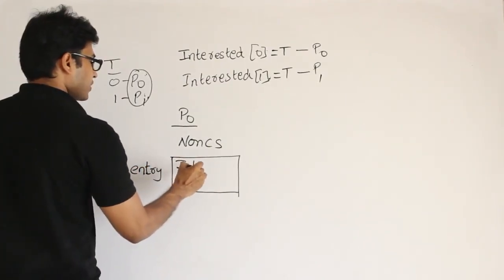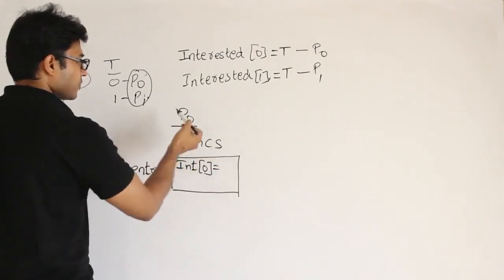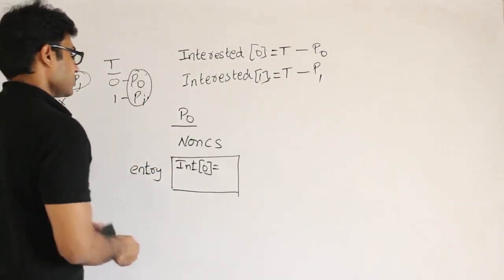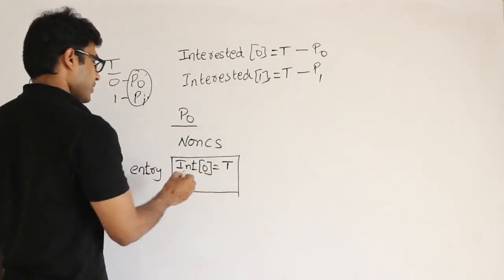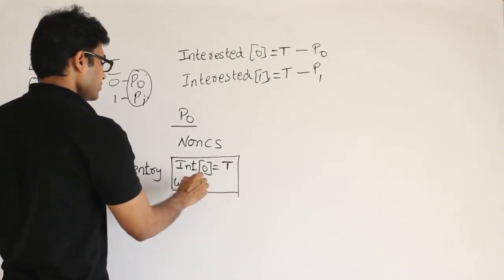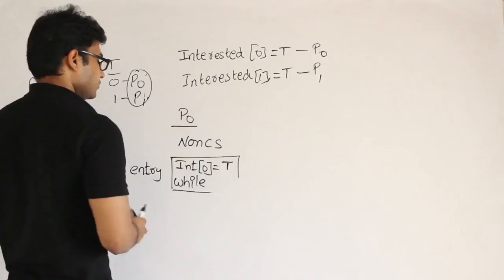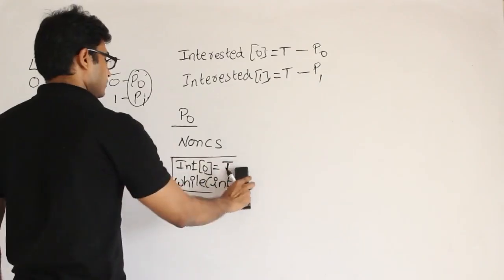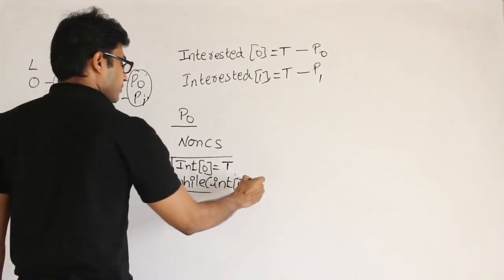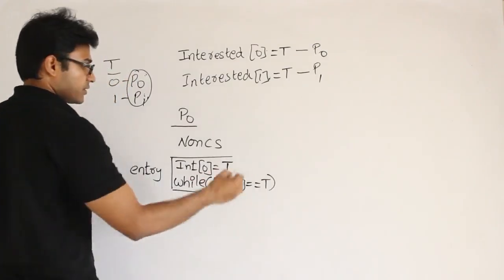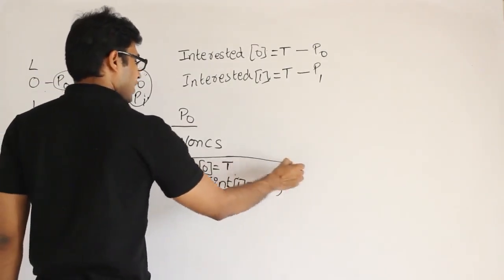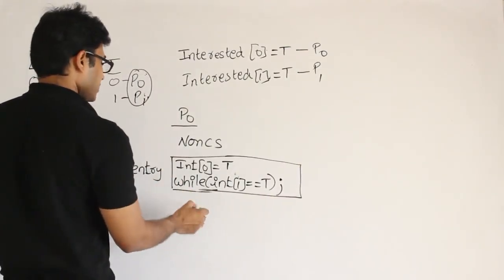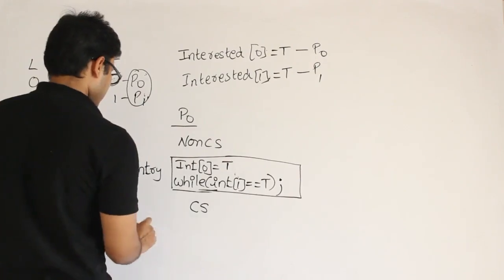It should say interested of 0 equal to true, which means I am interested in entering it, and then it should even check the other one. While interested of 1, the process 1, is equal to true, which means if the other one is also interested, then you should hold, because the other one is actually interested, therefore you should not enter it. Got it? And then after that, entry section, you are going to enter the critical section and then exit.